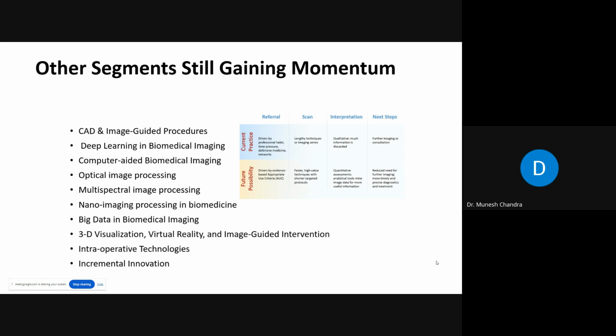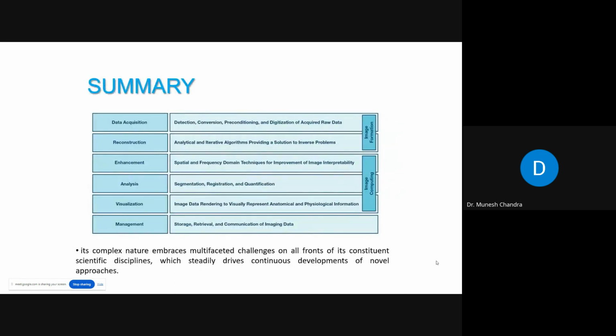medical field. And nano imaging is also very much required, as we have discussed that the size of data is increasing day by day. So how the big data concept can be used in biomedical imaging, and how we can do 3D visualization, virtual reality also. So these are the certain features.